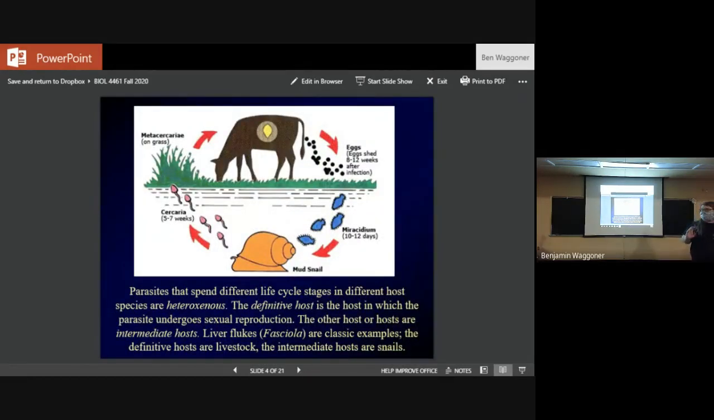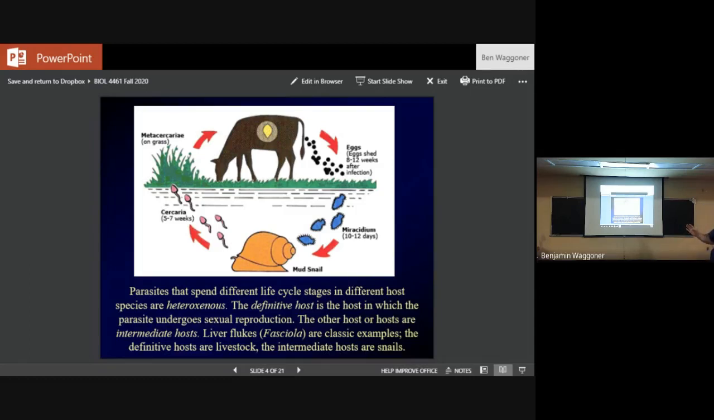Parasites that spend different life cycle stages in different species are heterogenous. The definitive host is the one where the parasite undergoes sexual reproduction. The other host, or sometimes more than one host, are the intermediate hosts.